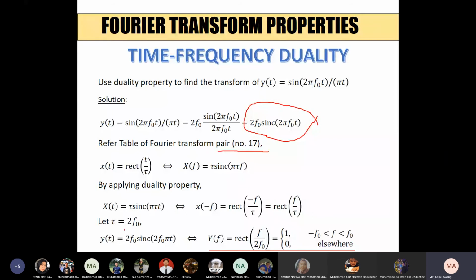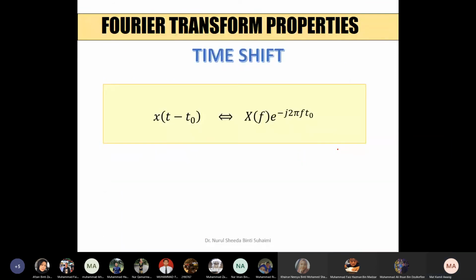So tau is actually 2 f naught. Right? So therefore y of t, 2 f naught sinc 2 pi f naught t, is transformed into y of f, which is rectangular: one in between minus f naught and f naught, and 0 elsewhere. So this is the time-frequency duality. This time shifting, basically I stop here.